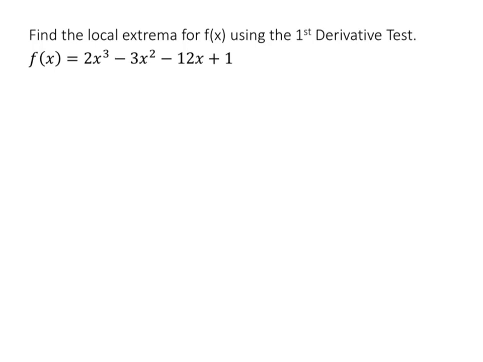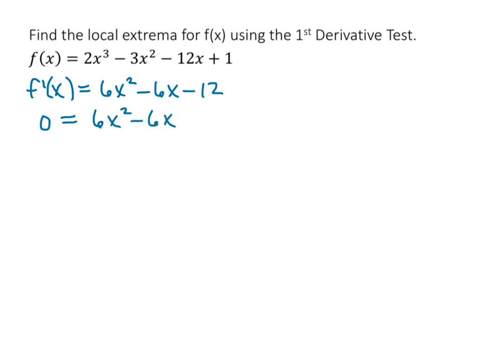Let's find the local extrema, which is another way of saying find the local max and the local min, for the function using the first derivative test. We will begin by finding the first derivative, f prime of x, which is equal to 6x squared minus 6x minus 12. Set this first derivative equal to 0 so that we can find the critical values. 0 equals 6x squared minus 6x minus 12. This equation is easier to solve if we divide each side of the equation by 6. 0 divided by 6 is 0, equals x squared minus x minus 2.